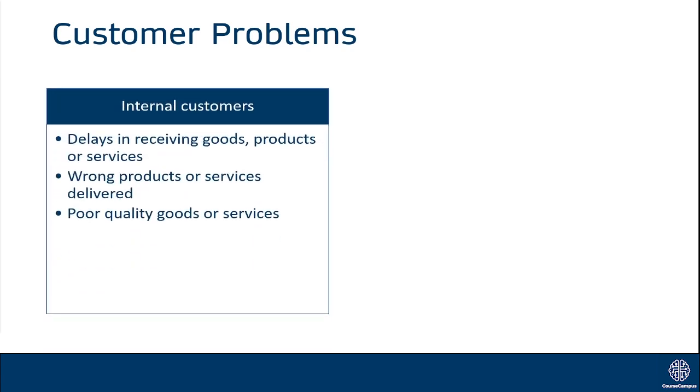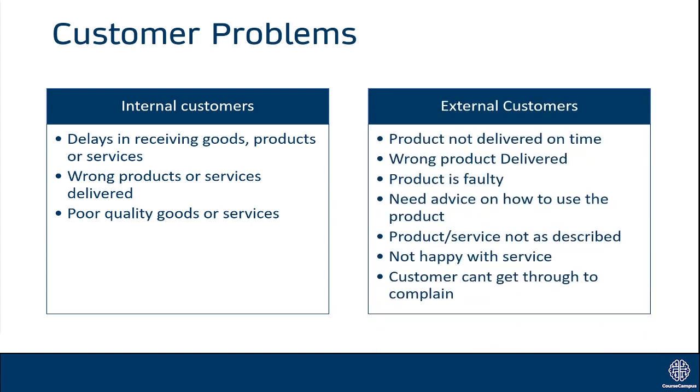So let's have a look at some customer problems for internal customers. So there'd be delays in receiving goods, products or services. Perhaps the wrong products, services have been delivered, or the products or services are of a poor quality, particularly when the customer is expecting a higher quality to be provided. And some examples of problems for external customers, that would be when products, again, not delivered on time, they've got the wrong product delivered, the product's faulty, they might need advice on how to use the product or service wasn't as described, they're not happy with the service, or the customer can't get through to complain.